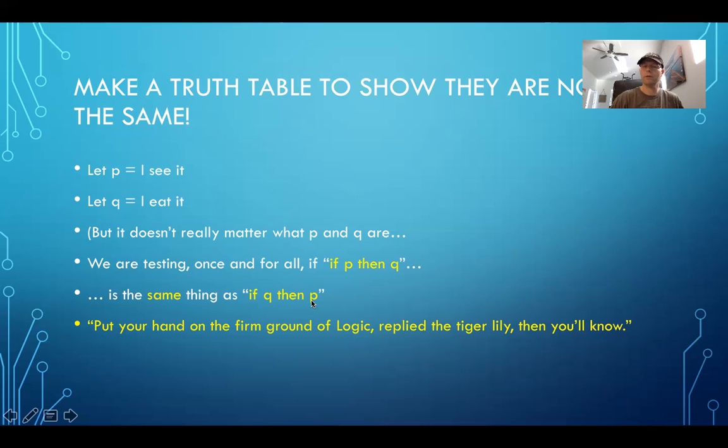"Put your hand on the firm ground of logic," replied the tiger lily, "and then you'll know." So what we need to do is create a truth table, and we need to see if these things match. So here it is.